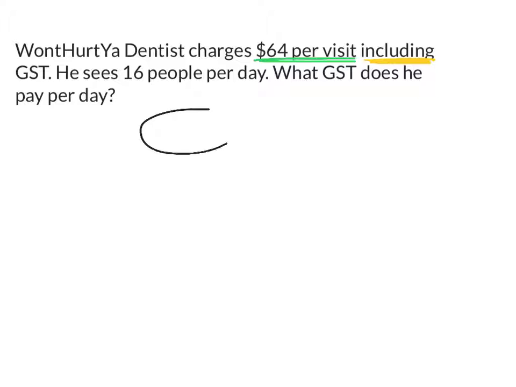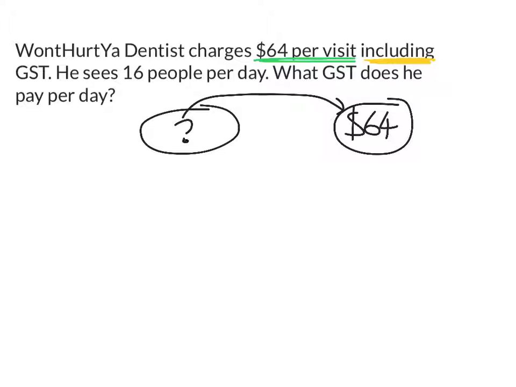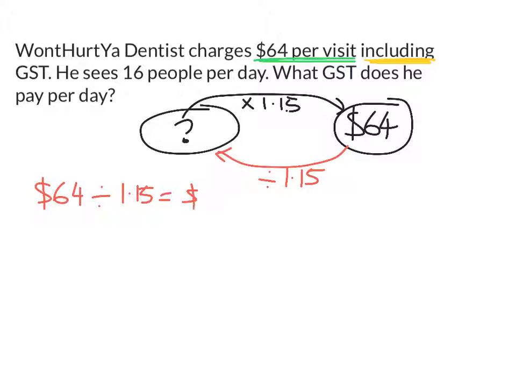So I'm going to do this one using the bubble first, just to remind you that this time we know the including GST price. We don't know what this was, but we know that we multiplied it by 1.15 because we had to add on the GST. So to undo that calculation, we're going to divide by 1.15. So what do we get when we do that? Well, 64 divided by 1.15 gives me $55.65. And that's the before GST or GST exclusive price.